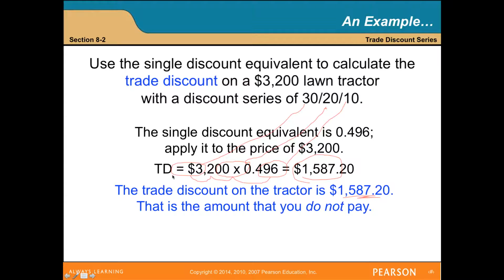So the trade discount is $3,200 times the single discount equivalent, which is 0.496, equals $1,587.20. So the trade discount on the tractor is $1,587.20. That's the amount that you do not pay.